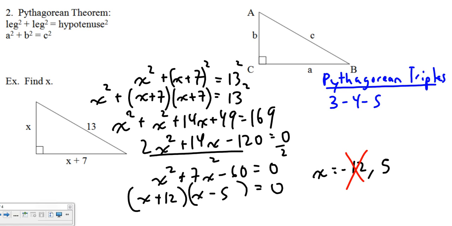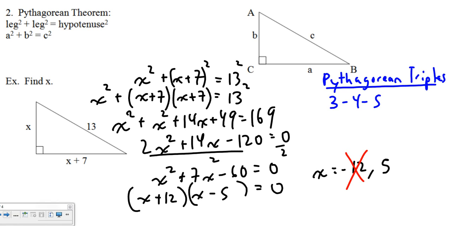The problem that I'll see at times is if I have a 5 for A and a 4 for B, some students will want to put 3 in for C. That's not the longest leg. It's not in the right ratio. You can't just throw that number in and call it good. They have to be in the right location.